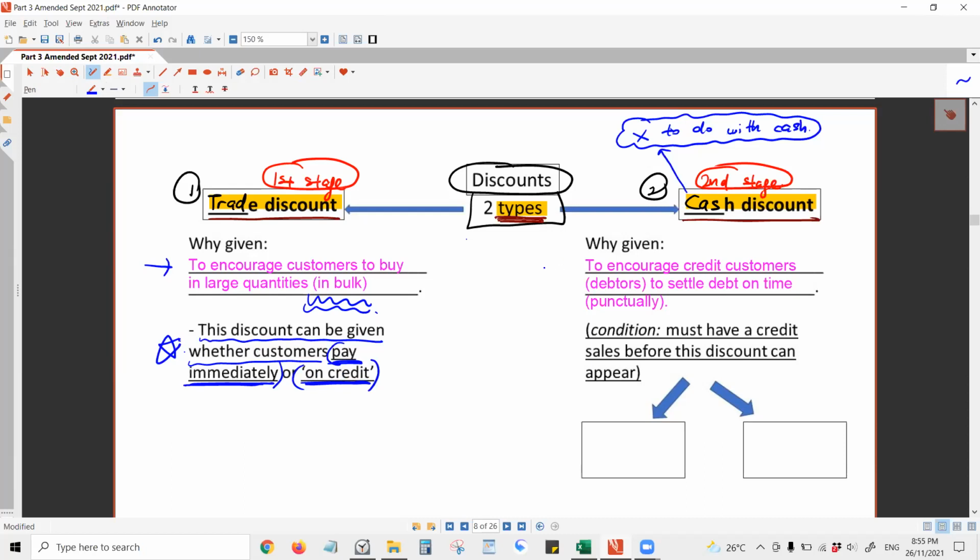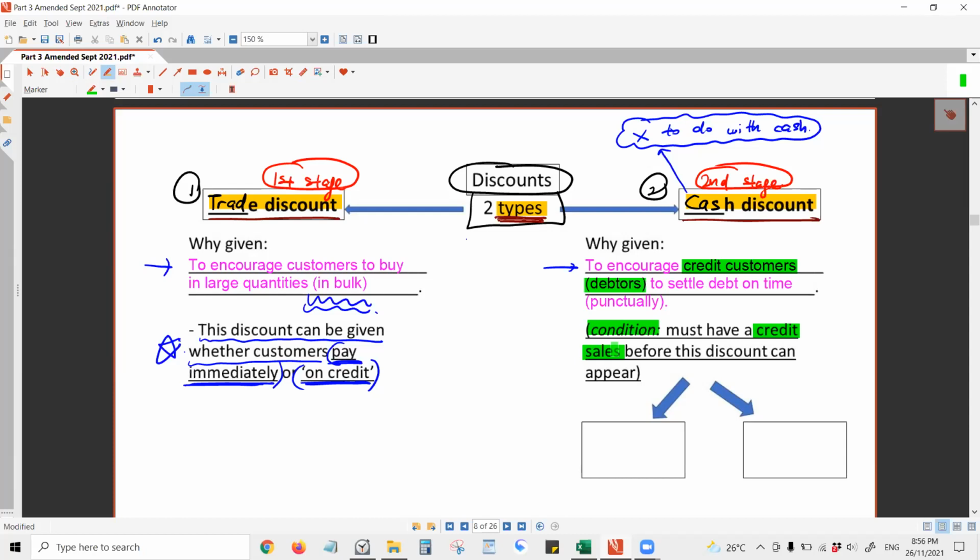Cash discount, you have to focus on this word, credit customers. Remember I explained what is meant by credit customers: customers who owe us money, or you call them debtors. That means earlier they must have bought on credit first. The condition for this discount to appear is that you must have a credit sale before. Earlier you must have sold goods on credit to the customer, then the customers will owe us money for some time.